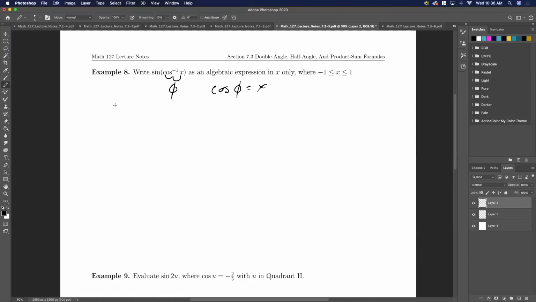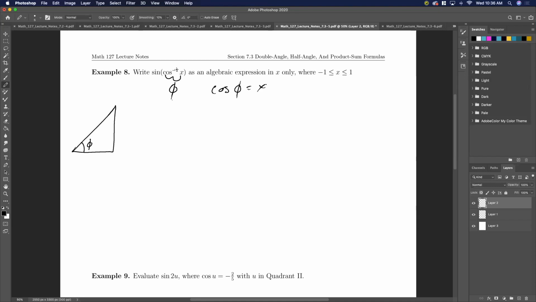Let's assume that we're in the first quadrant, just for kicks. We don't really know what quadrant we're in. But the inverse cosine will give you the first or second quadrant, as long as I know what x is, depending on the sign of x. So here we have phi. I'll draw it as phi.